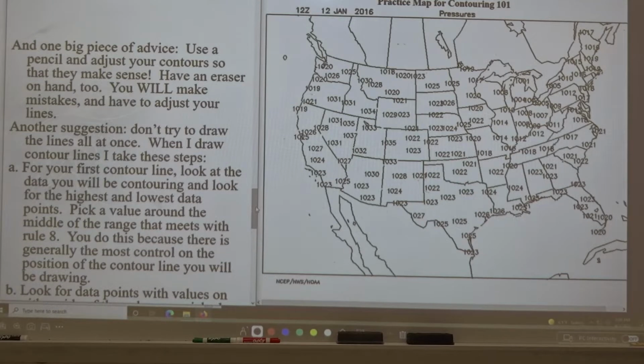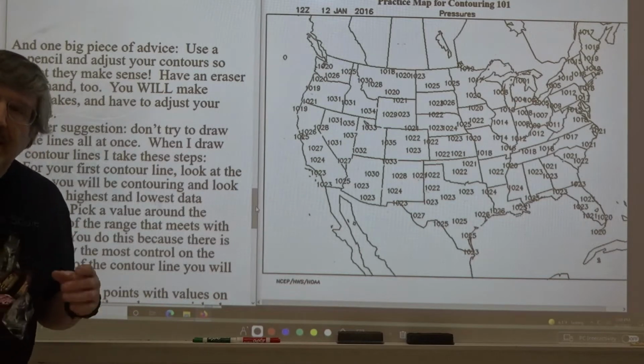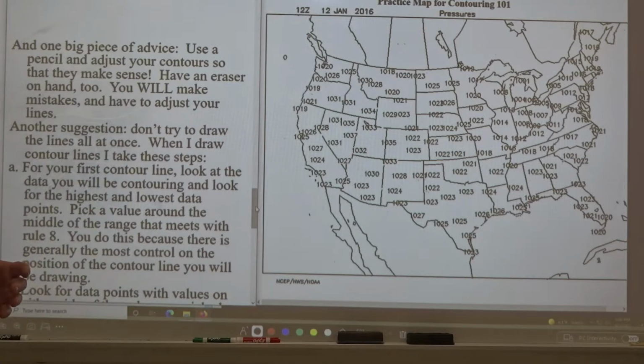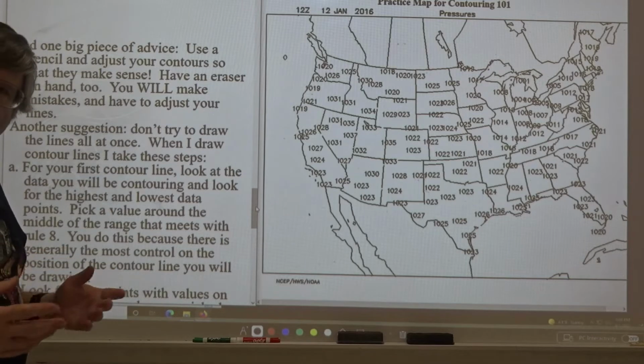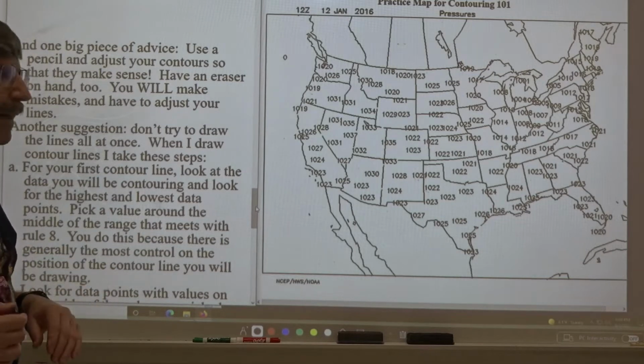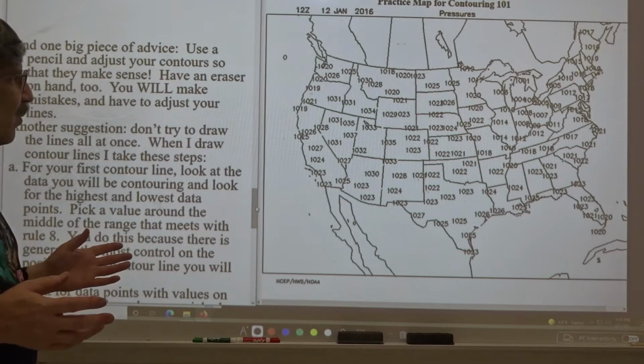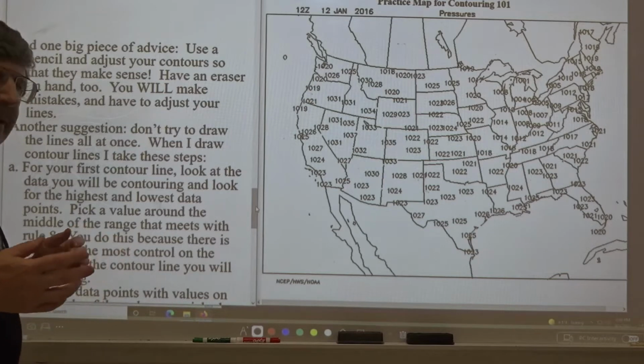Okay, so now that we know the general principles behind how to make contour maps, let's look at the exact methodology. And one of the things I want to emphasize here is don't try to do this all at once. Don't panic. Take a step-by-step process. It's going to take you probably 20 minutes, and it'll take us a little longer because I'm going to explain it. But it'll take you probably 20 minutes to make a complete map.